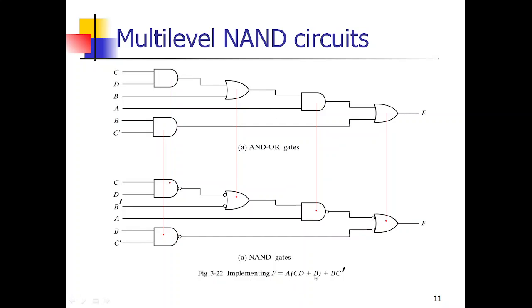So for the function f is equal to a into cd plus b plus bc dash, this function is implemented with AND OR gates. So AND gates and OR gates are used to implement the Boolean function. So after drawing the normal circuit, that is with the help of AND OR gates, we are drawing the circuit.